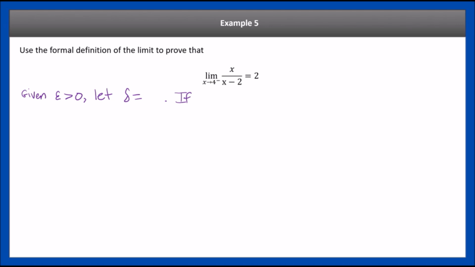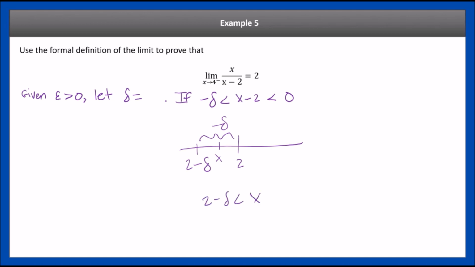So for the left side, you want to say if x minus 2 is between negative delta and 0. So again, what we're saying is that this is 2, this is negative delta, so then this is 2 minus delta. We want to focus on that. So x is somewhere between those two. So if I move this 2 over, I get 2 minus delta less than x less than 2. So x is between 2 minus delta and 2. That's what we're saying.